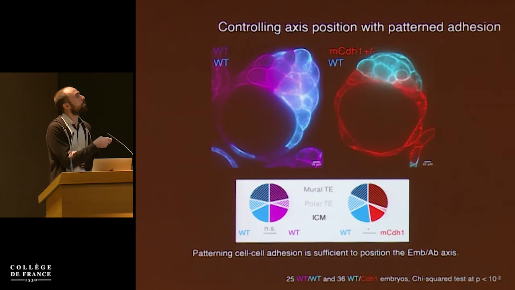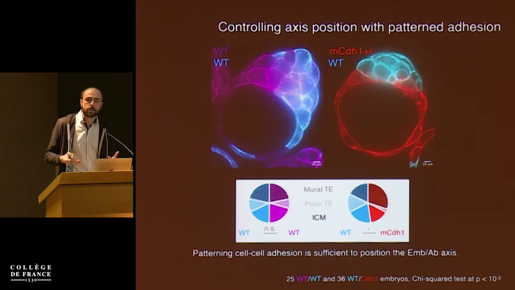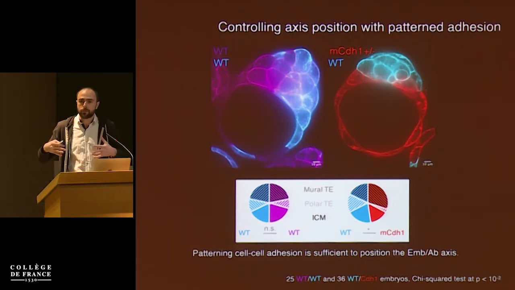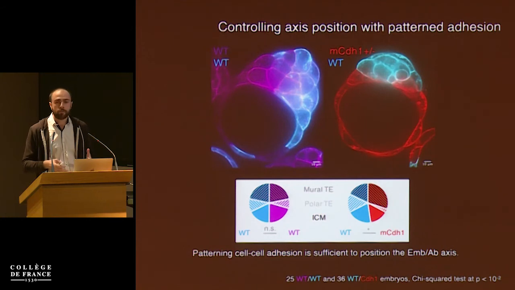And so when we look at the maternal E-cadherin knockout wild-type chimeric embryos, the lumen forms almost systematically onto the side of the E-cadherin knockout, and the trophectoderm that is formed by the E-cadherin knockout cells is almost exclusively the mural trophectoderm, the one which is lining the blastocoel. So this is compatible with the idea that the fluid flow would be resisted by adhesion, and this is compatible with the idea of hydraulic fracturing. What we can also say is that patterning cell adhesion is sufficient to position the lumen, and therefore it is sufficient to position the first axis of symmetry of the embryo.